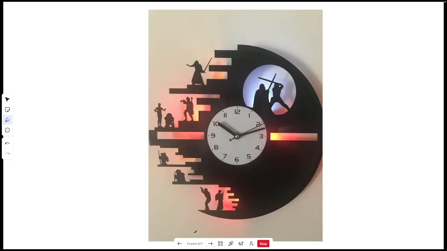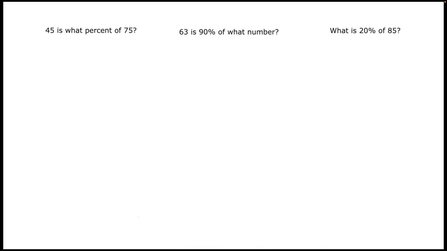All right, here is our cool clock for today, a Star Wars themed one, which means that it is time for you to try these problems on your own to see if you understood what you just learned. So go ahead and pause the video and try these 3 problems up on your screen. And when you're ready to check your answers, go ahead and unpause the video.